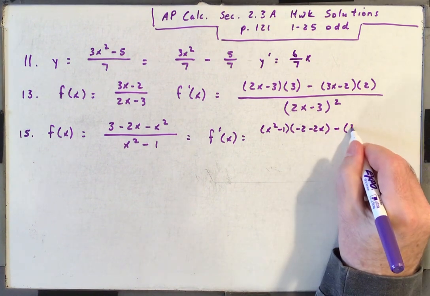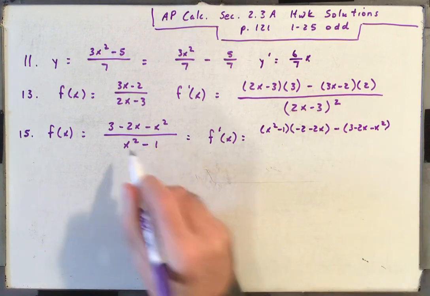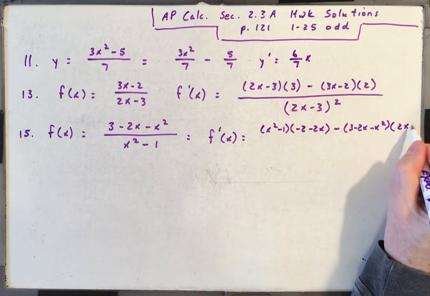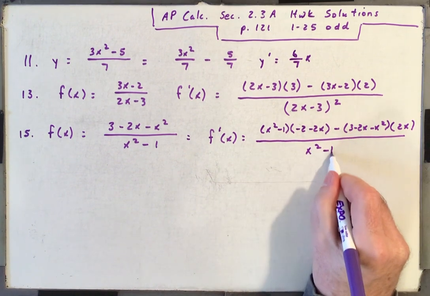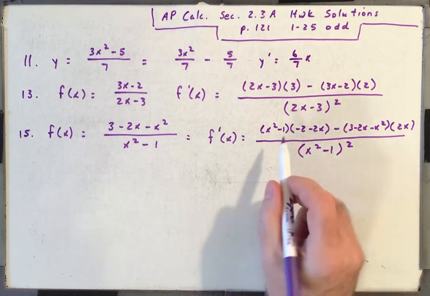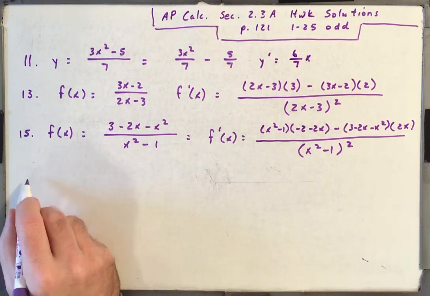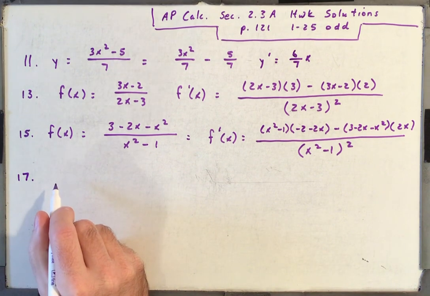Minus the top, 3 minus 2x minus x squared. Times the derivative of the bottom, that's 2x, all over x squared minus 1 all squared. Leave it be. That's good enough for me. Number 17.